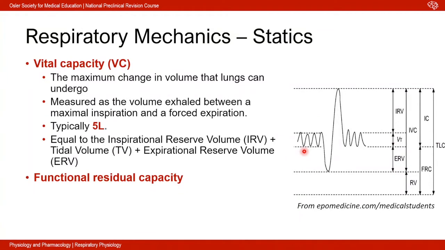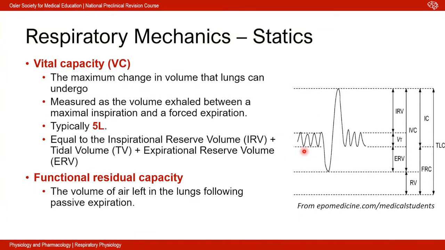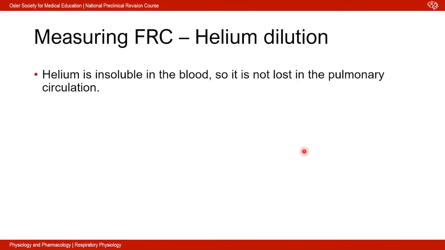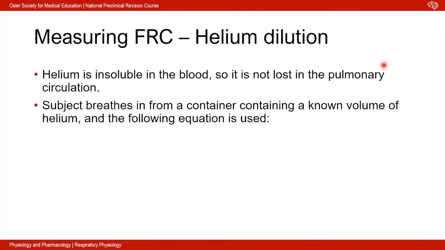The next one is the functional residual capacity, and this can't be measured directly because it's the volume of air in the lungs following a passive expiration, and some of that can't be measured. So we have to measure it indirectly by helium dilution, which I'll talk a bit about because that's something you do need to know about. Helium is insoluble in the blood, so that's why we can use it to work out this volume. So it's not lost in the pulmonary circulation.